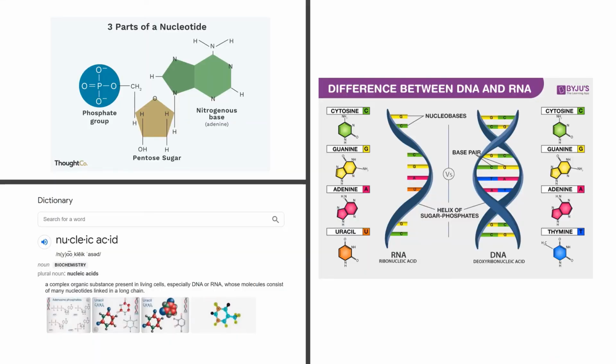All right, the last kind of macromolecule that's going to be discussed today is nucleic acids. So a nucleic acid is a complex organic substance in living things, especially DNA or RNA, whose molecules consist of many nucleotides linked in a long chain together. Okay, so nucleic acids, that's DNA and RNA. That's what nucleic acids are.